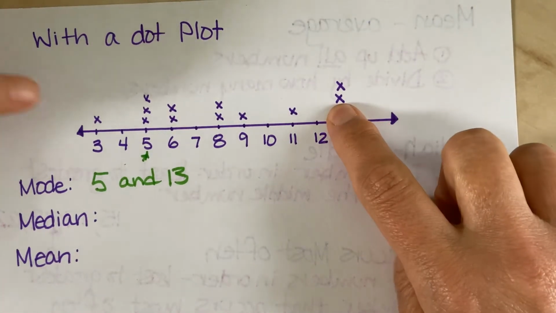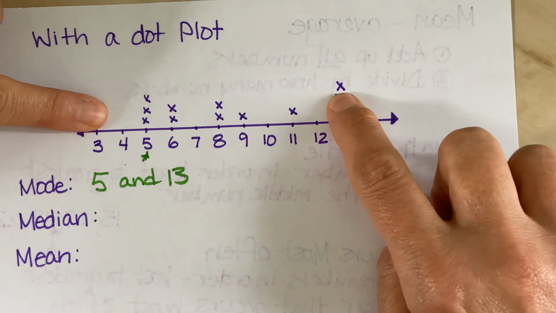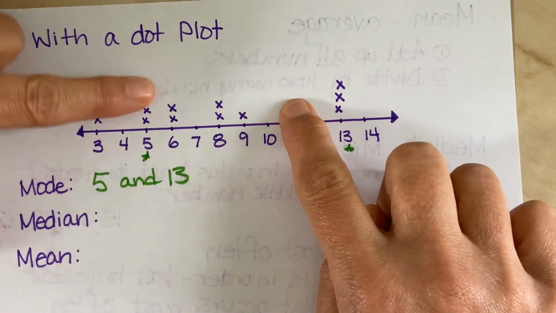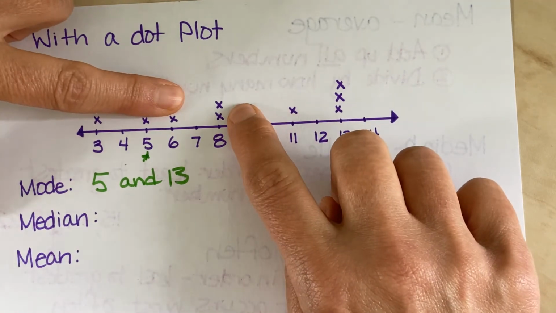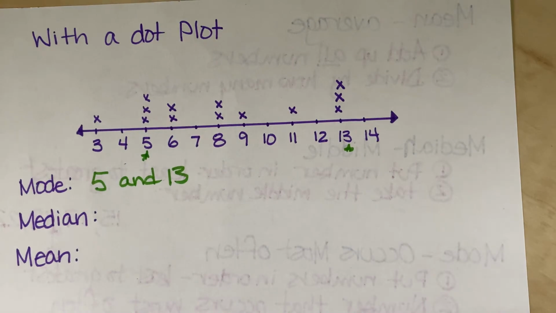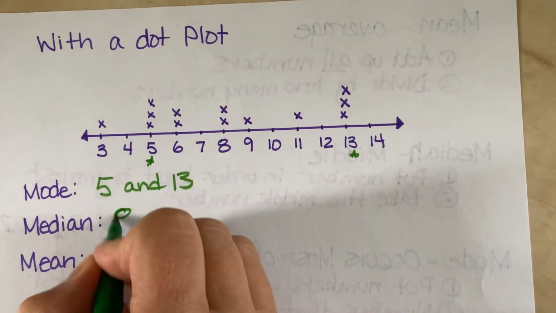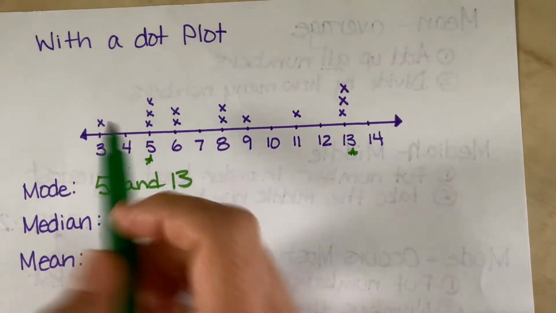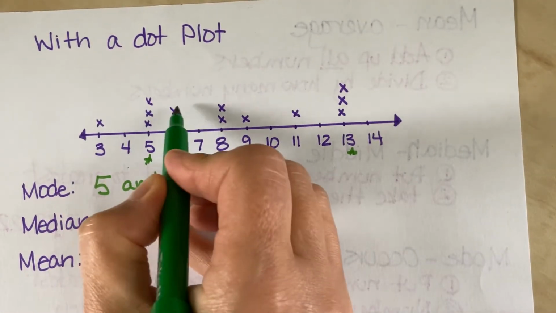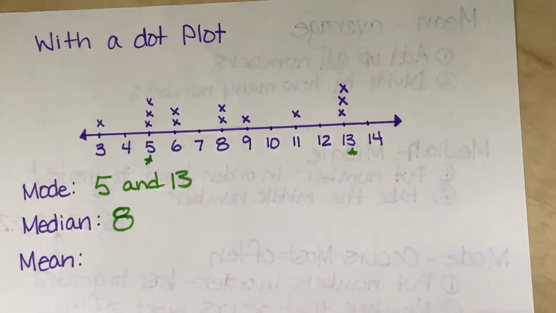So 1 high X, 1 low X. 1 high X, 1 low X. High X, low X, high X, low X, high X, low X. So it looks like my median was 8. I should have an odd number. If my median's 8, that means I should have an odd number of X's because I didn't have to average them. 1, 2, 3, 4, 5, 6, 7, 8, 9, 10, 11, 12, 13.